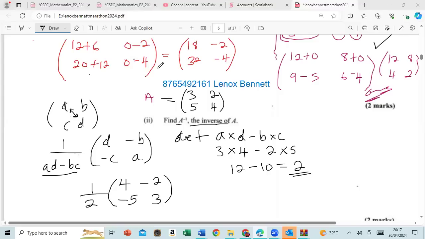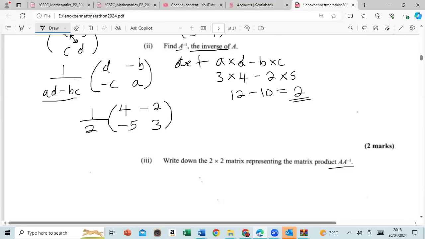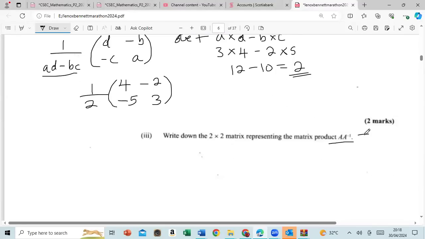Alright, the next one says now, write down the 2 by 2 matrix representing the product A times A to the negative 1. If you were on my last slide, you would have known up to this, right? It's basically the identity. I'm going to just upload a video on YouTube with this in it. So see if I can match up this one, guys, and then you can take it from there.